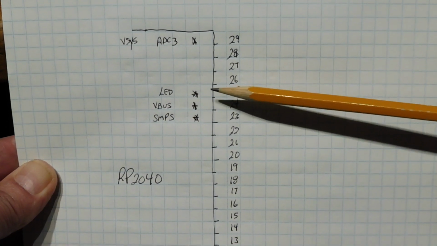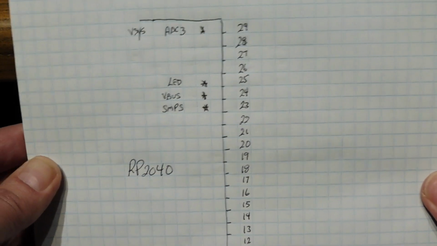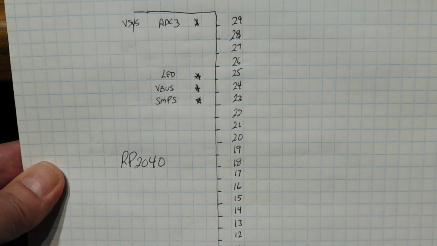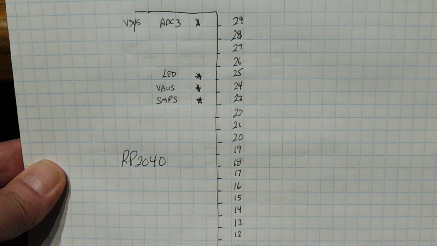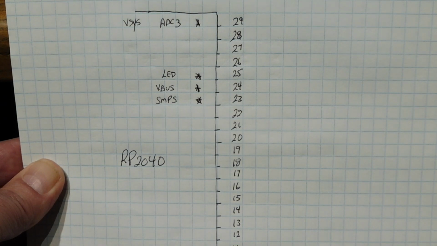Now pin 25 is the onboard LED, which drives the LED to turn it on and off. Pin 24 is the VBUS. Now the VBUS is the USB sense. This senses if you're powering the board through the USB port. It'll actually sense the 5 volts on the USB port.